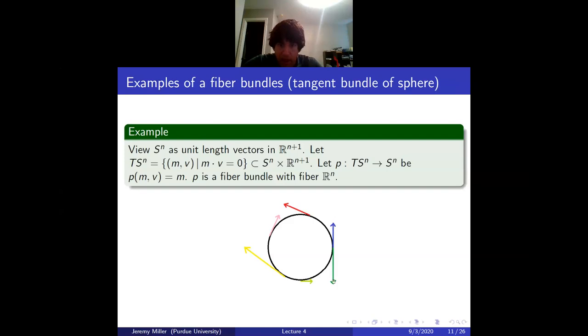This blue line and this green line are in the same fiber. They both map to this point in the base. So the projection map is just forget the vector coordinate. And the fiber over a point is just homeomorphic to R^n. It's the set of points in R^(n+1) that are orthogonal to a given non-zero vector, and that's going to be a hyperplane, so that's going to be an R^n. Yeah, any questions?